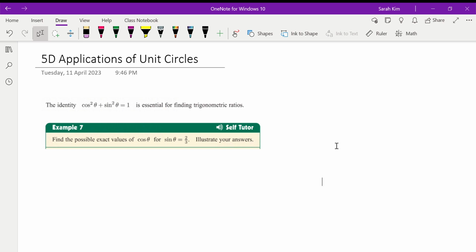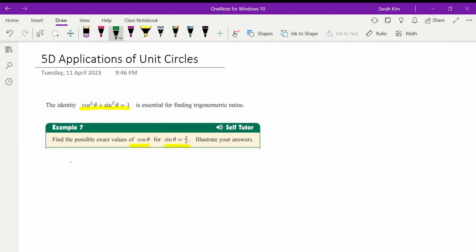Alright, we're doing 5D, application of unit circles, so write the title and start writing some notes down. The most important note you need to write down is this little identity. It's always going to be used in trig ratios. It's just a standard identity that is given to you so you can use it to find the unknown variable. So in our case, in example 7, our unknown variable is cos theta, and we are given sine theta.